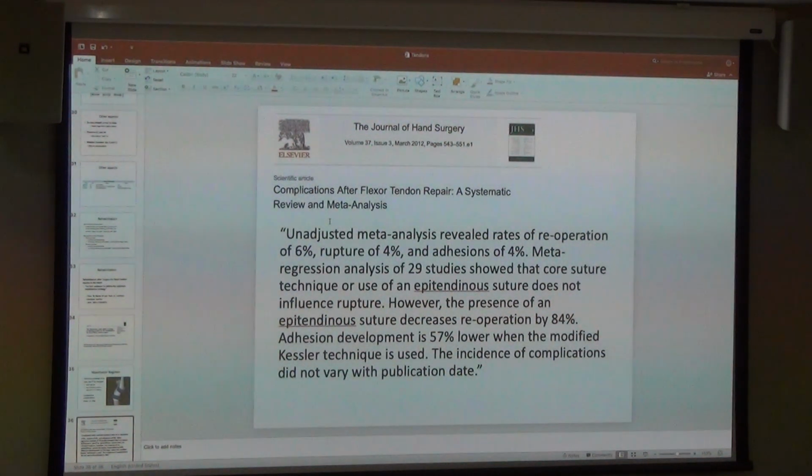I pay for lunch, pizza, right? But this proves it all. It doesn't matter what operation you do, as long as you're safe and you're reasonable, the outcome is going to be the same. The difference is going to be the hand therapy.